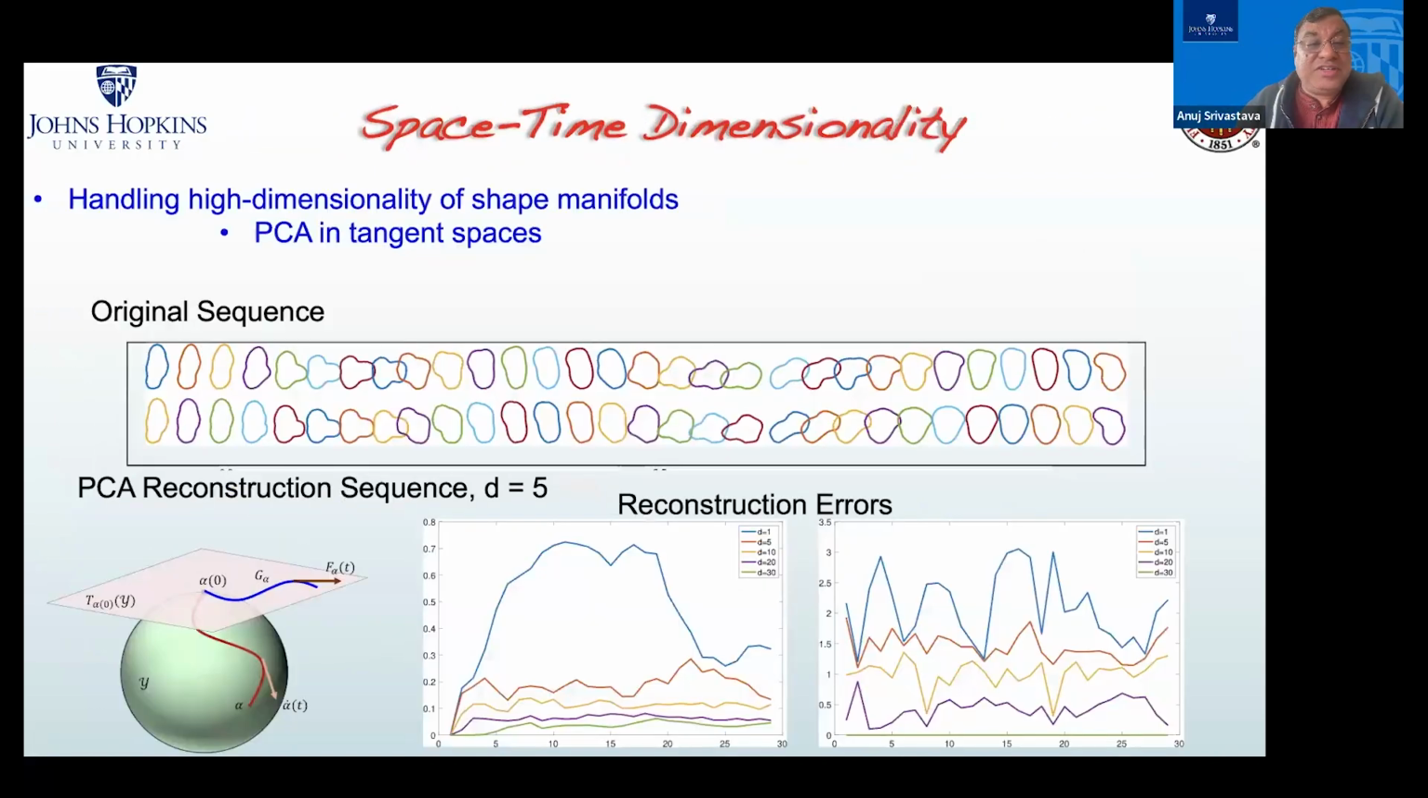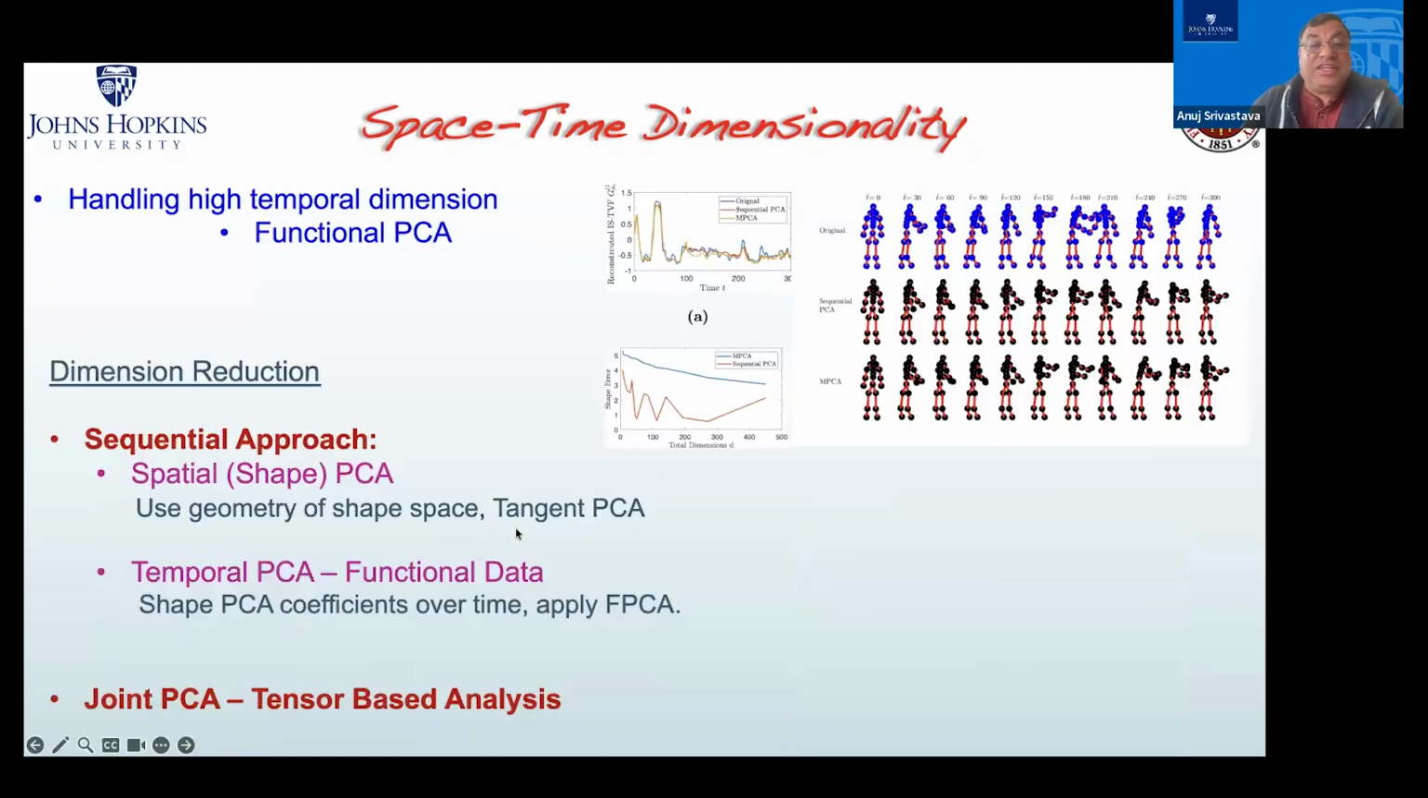So this was temporal synchronization. The next issue is high dimensionality of shapes and also the shape sequences. The time length could be very large. And so we have PCA for shapes. This is an example of an original sequence on the top and a 5-dimensional reconstruction at the bottom. Towards the end, some differences start emerging, which could be bigger, but 5 is rather low. One can use some higher dimension. One can also do the temporal time dimension reduction.